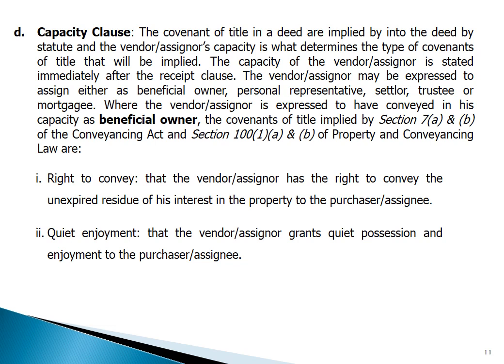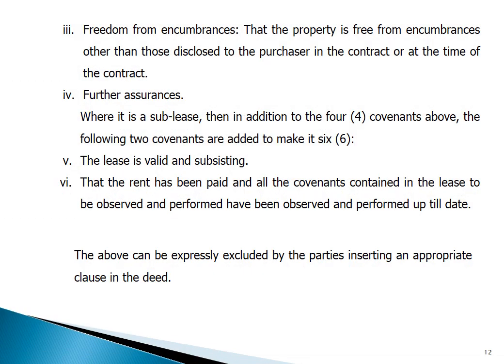When the vendor assignor is expressed to have conveyed in his capacity as beneficial owner, the covenants of title implied by Section 7A and B of the Conveyancing Act and Section 100(1)(A) and (B) of the Property and Conveyancing Law are: 1. Right to convey. That the vendor assignor has the right to convey the unexpired residue of his interest in the property to the purchaser assignee. 2. Quiet enjoyment. That the vendor assignor grants quiet possession and enjoyment to the purchaser assignee. 3. Freedom from encumbrances. That the property is free from encumbrances other than those disclosed to the purchaser in the contract or at the time of the contract.